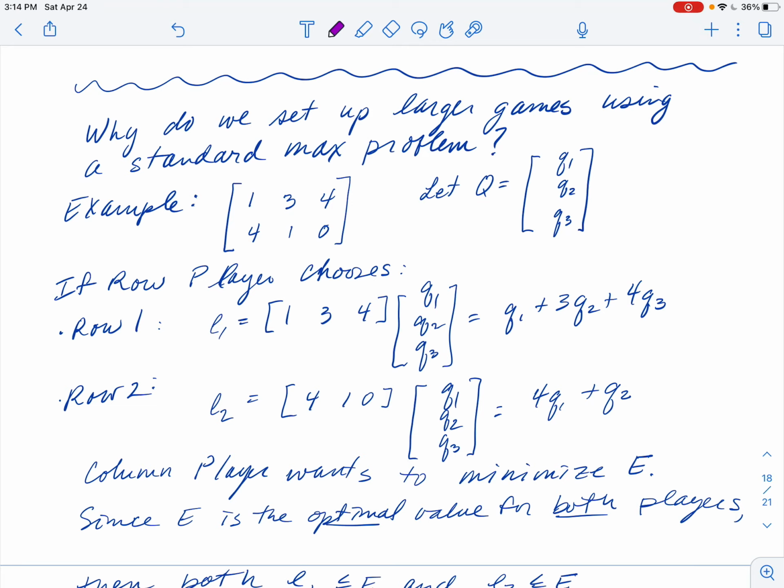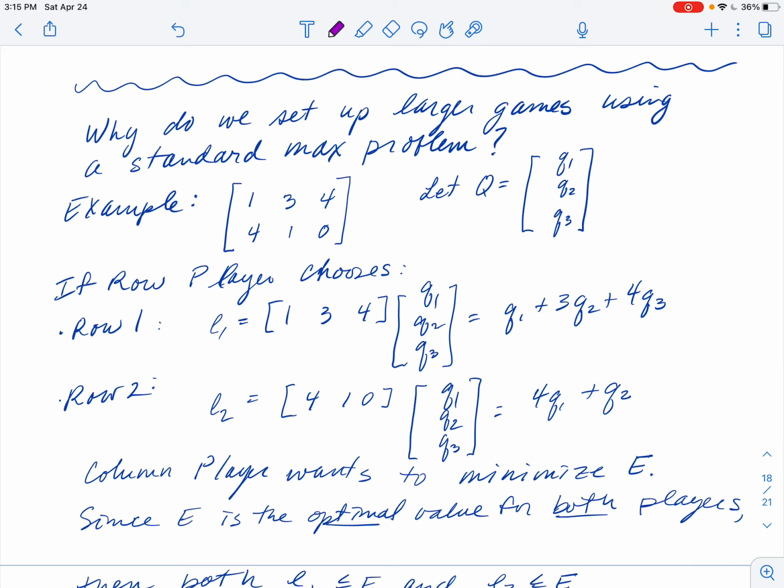We know that if we start off with a game that has some negative numbers in it, the very first thing we do is find some number k and add it to all those numbers, so that we will start with a matrix that has no negative numbers in it. That turns out to be important in order to create that standard maximization problem.